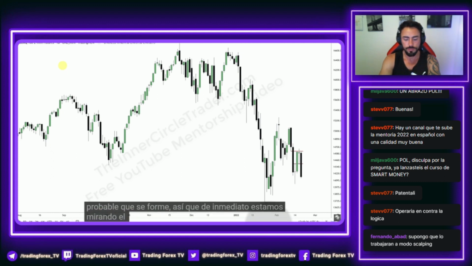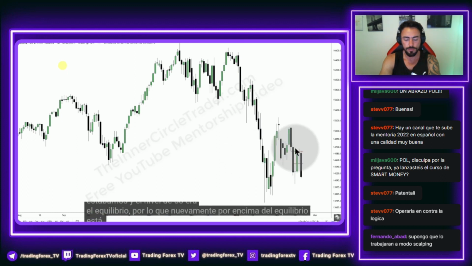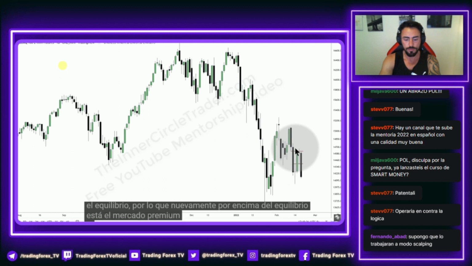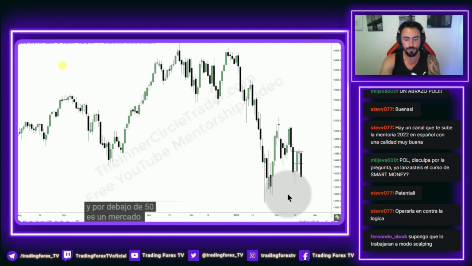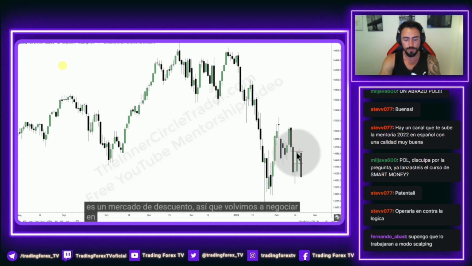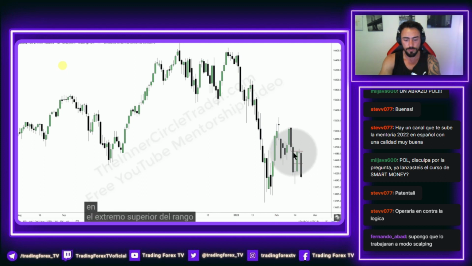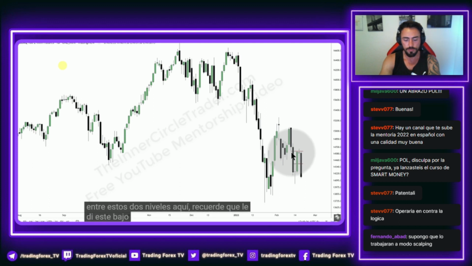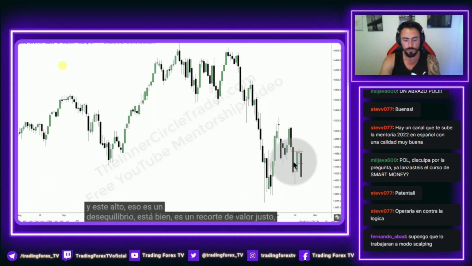So right away, we're looking at the daily chart. As I mentioned in the previous episode, I outlined this high here and this low, and that was the range we were within. And the 50 level was equilibrium. So again, above equilibrium is what? The premium market. And below 50% is a discount market. So we traded back up into the top end of the range between this low and this high. And between these two levels here, remember I gave you this low and this high. That's an imbalance. It's a fair value gap.